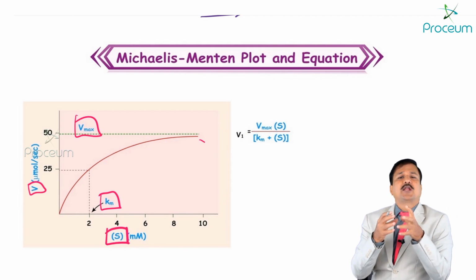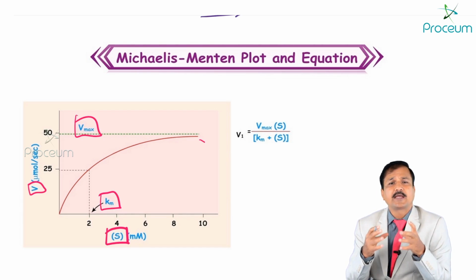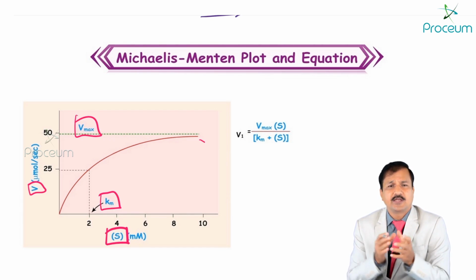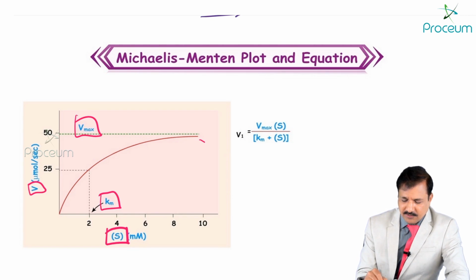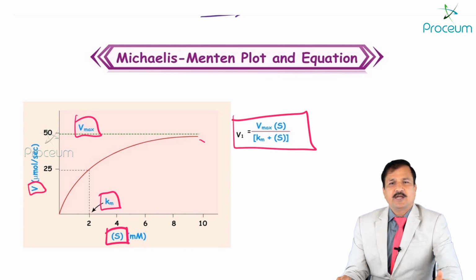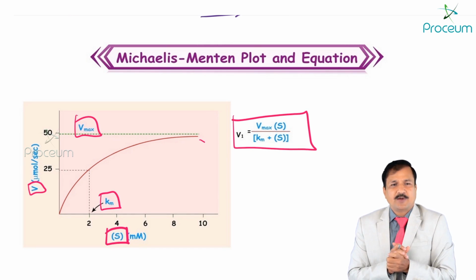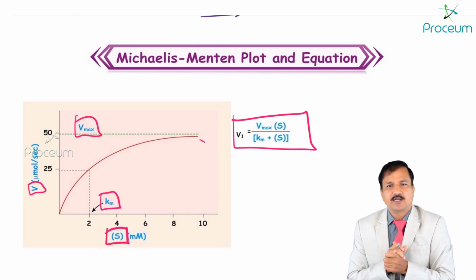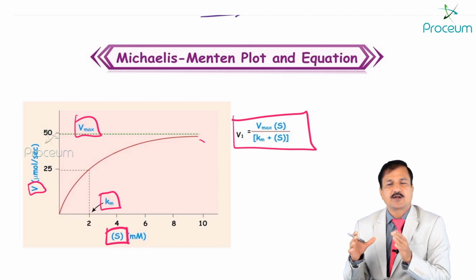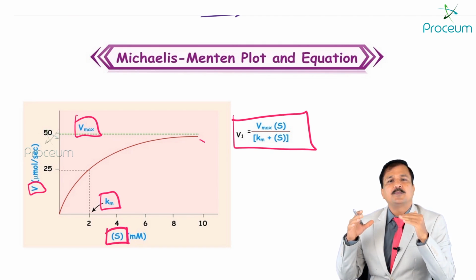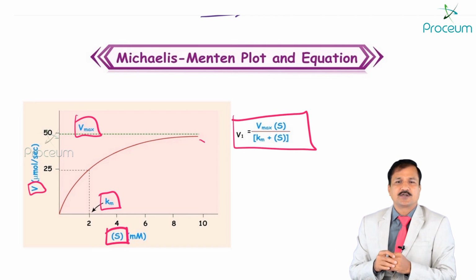All these parameters are brought together by Michaelis and Menten and given as an equation. And what is the Michaelis-Menten equation? It is initial velocity equals Vmax times substrate concentration over Km plus substrate concentration.